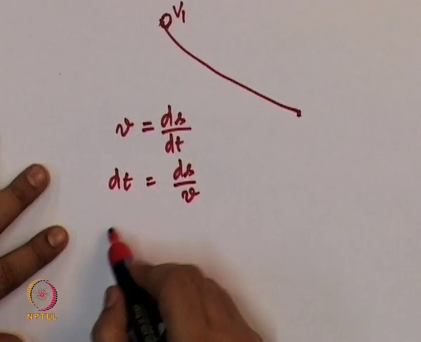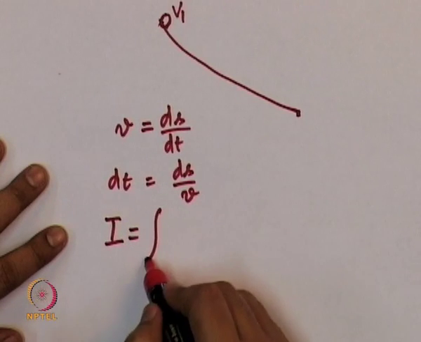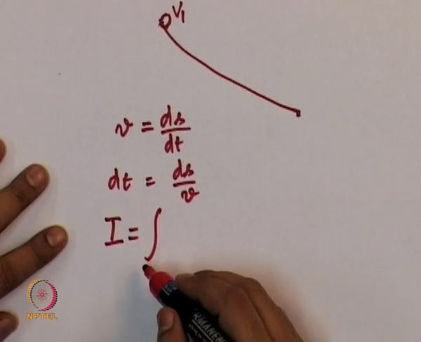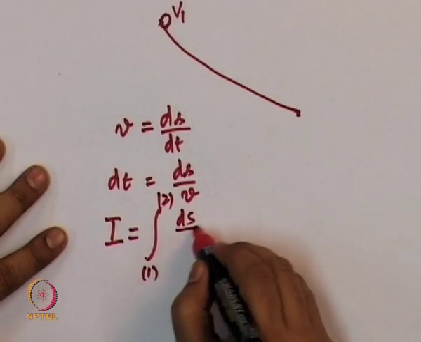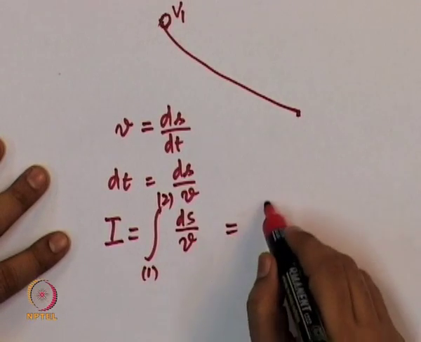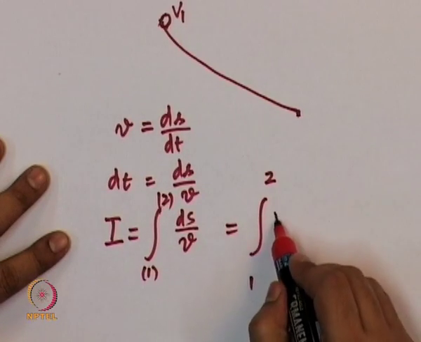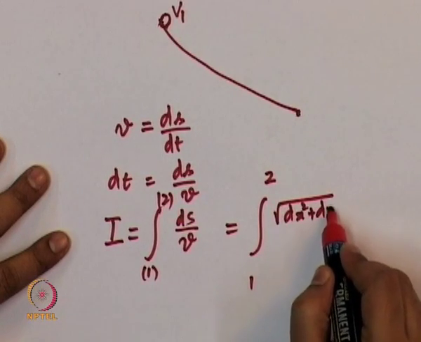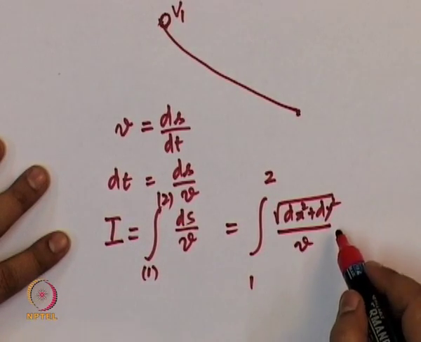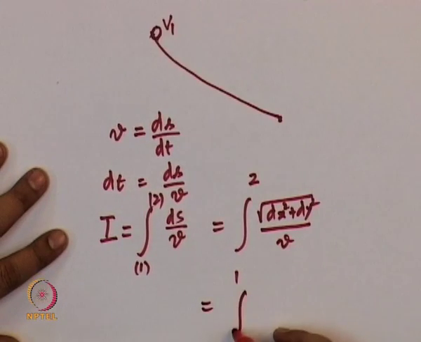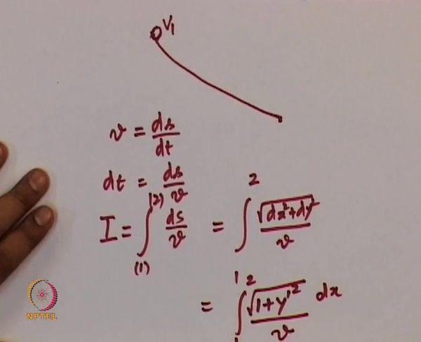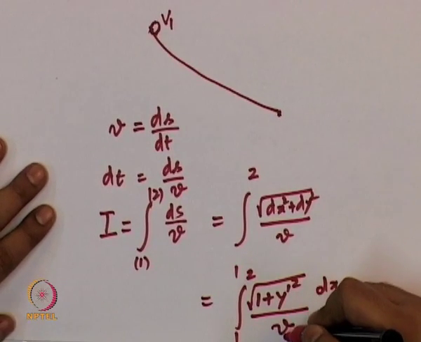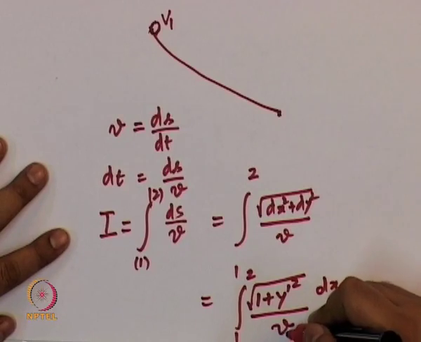So, the shortest time will be obtained by looking at this functional which goes from point 1 to point 2, ds by v. ds is nothing but the square root of dx squared plus dy squared, by v. Again, you can use the same trick: going from point 1 to 2, square root of 1 plus y prime squared dx by v. Energy conservation can be used to identify this instantaneous v and replace it.